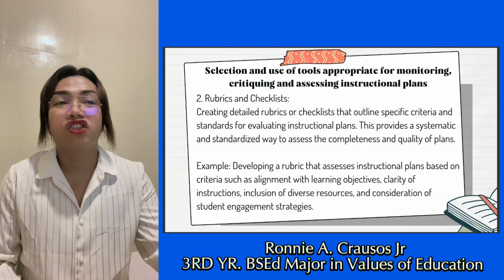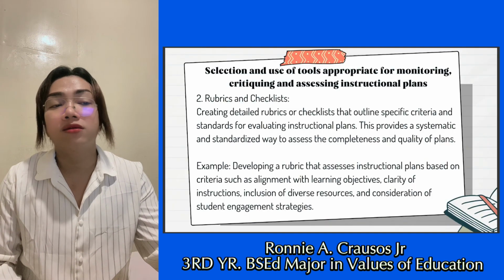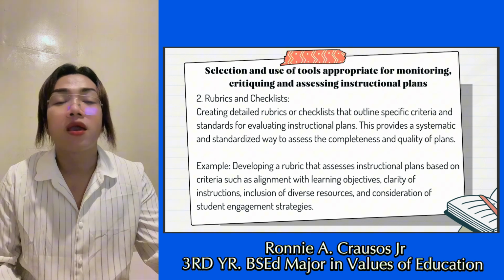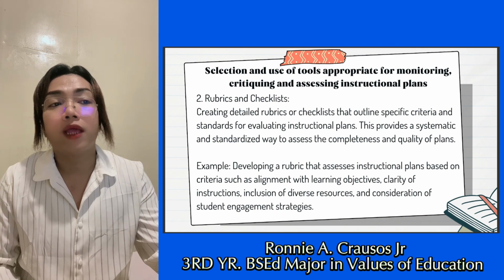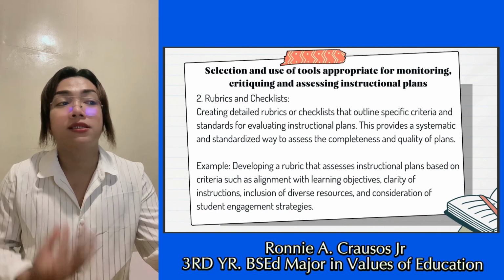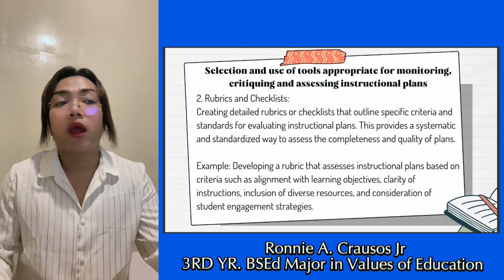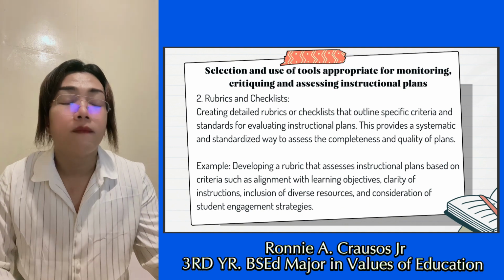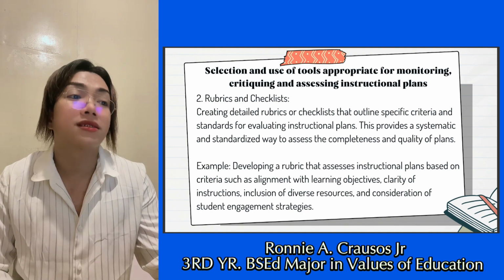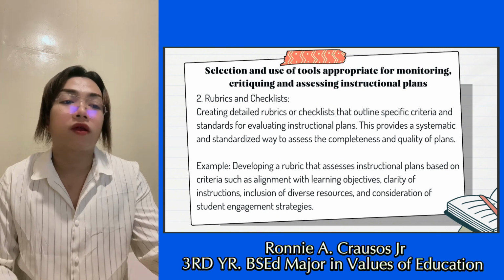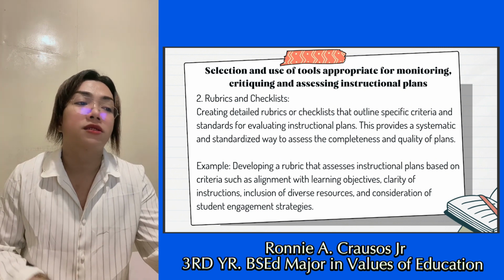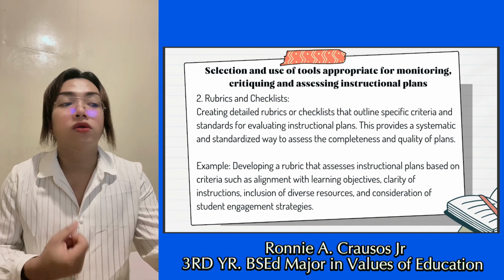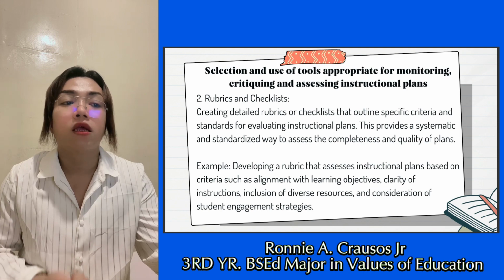Second, rubrics and checklists. Creating detailed rubrics or checklists that outline specific criteria and standards for evaluating instructional plans. This provides a systematic and standardized way to assess the completeness and quality of plans. For example, developing a rubric that assesses instructional plans based on criteria such as alignment with learning objectives, clarity of the instructions, inclusion of diverse resources, and consideration of students' engagement strategies.